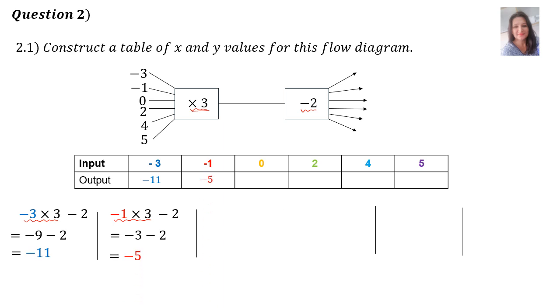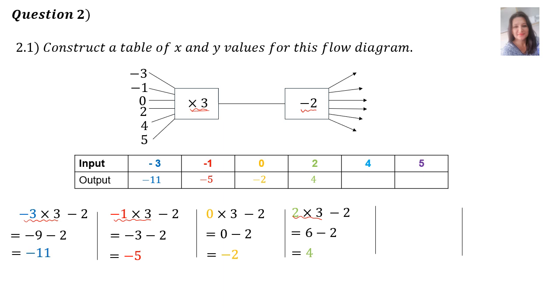There's the output. The next input value is 0, so it will be 0 times 3 minus 2. 0 times 3 is 0, minus 2 is -2. Therefore, the output there at 0 is -2. The next input value is 2, so we will say 2 times 3 minus 2. 2 times 3 is 6 minus 2 is 4. So the corresponding y value, or output rather, is 4.